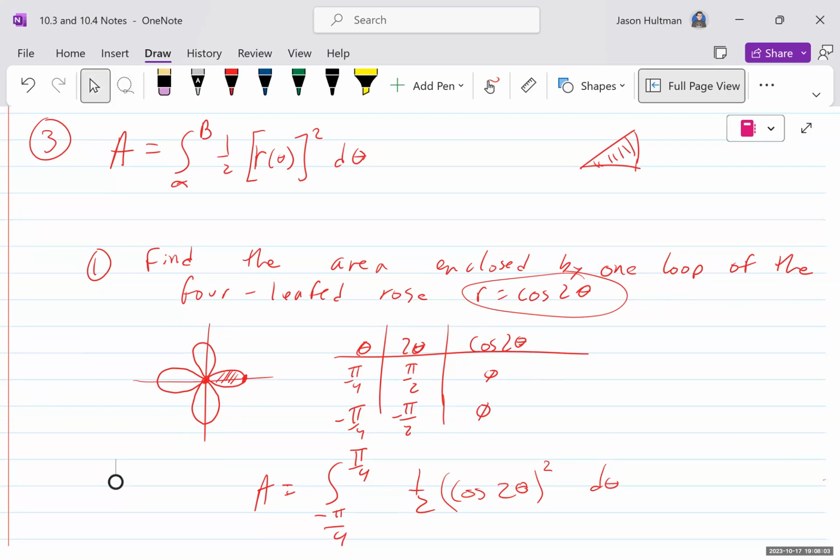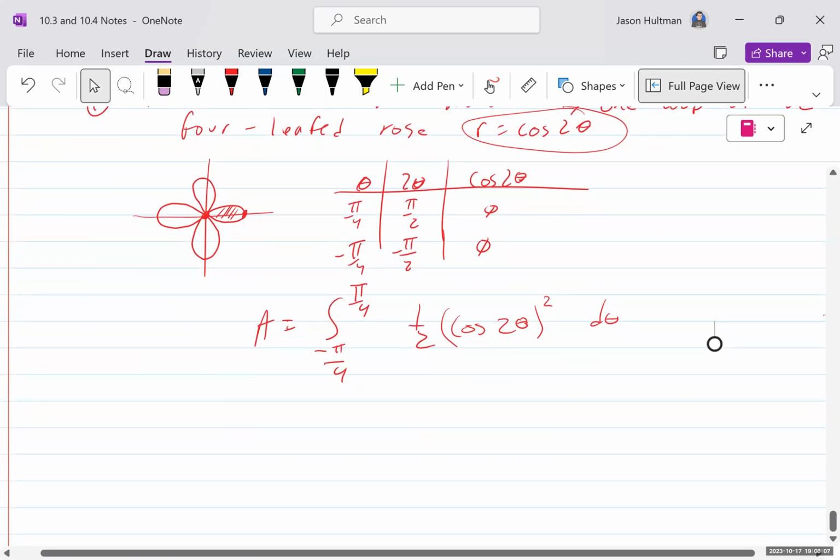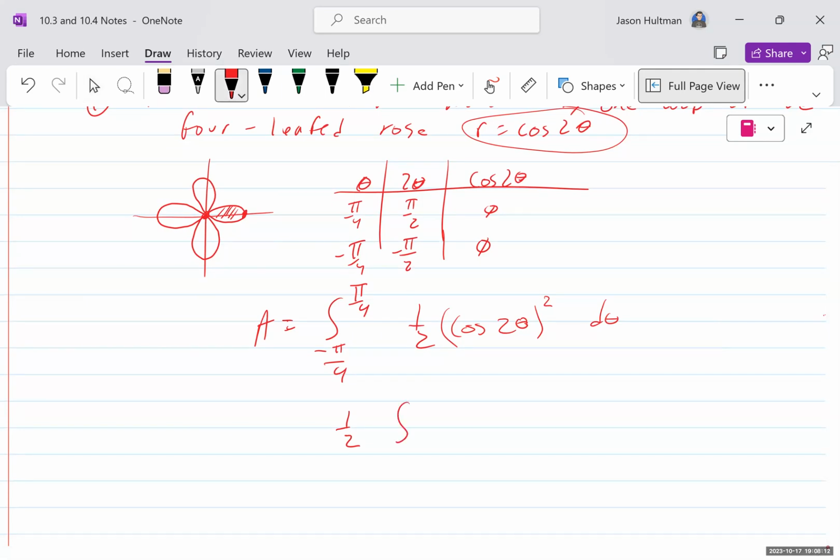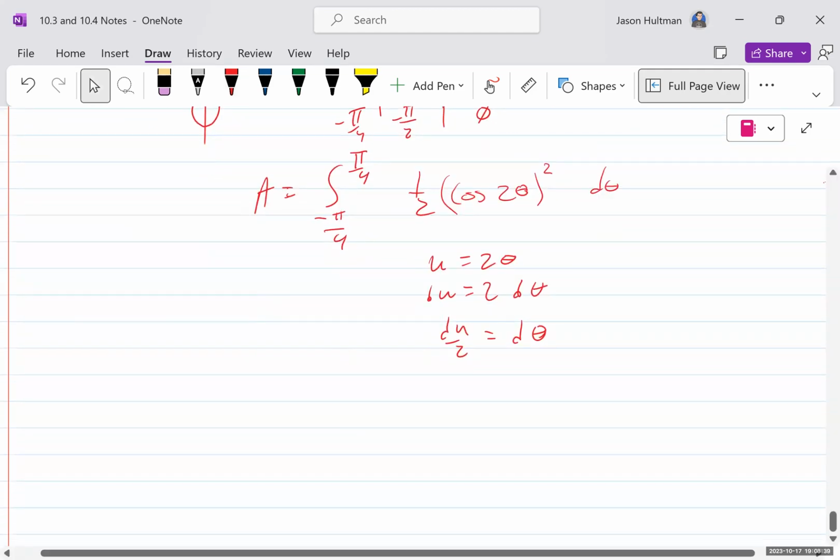Okay, so let's do the integration on this. I'll take the 1/2 outside. Let's do a u sub on this. U is equal to 2 theta. Du is equal to 2 d theta. So du over 2 is equal to d theta. Okay, so this is going to be equal to, negative pi over 2 to pi over 2, changing the limits of integration. This is 1/2 cosine u squared du over 2. So this becomes 1/4 integral of cosine squared u du.